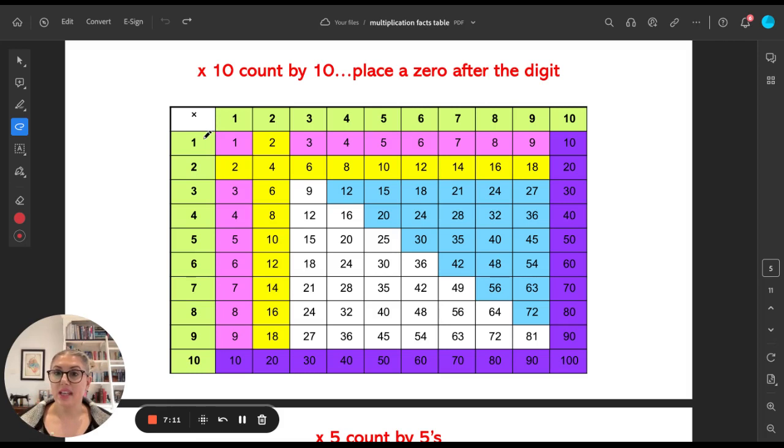So now instead of saying 1, we are now saying 10, etc. So we know that our 10 times tables, they're quite simple. We can move on.